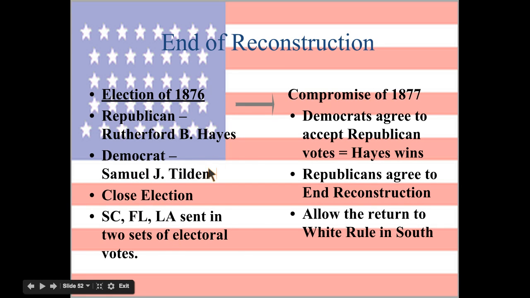So we said that in response to this election, you're going to have the Compromise of 1877. Democrats agree to accept the Republican candidate, Rutherford B. Hayes, if he takes troops out of the South and he ends Reconstruction. And they're going to allow the return of white rule in the South. So make sure you know that the election of 1876 leads to the Compromise of 1877. So go ahead and copy all of that information.